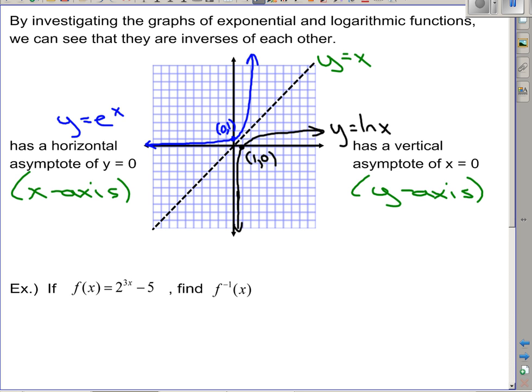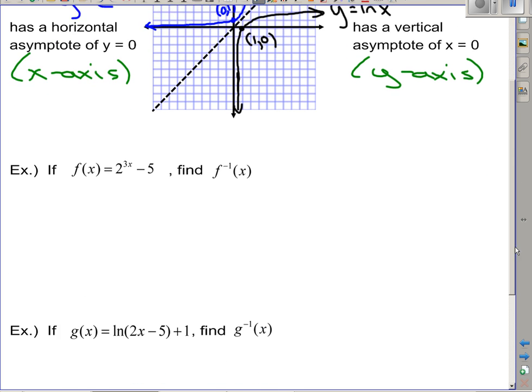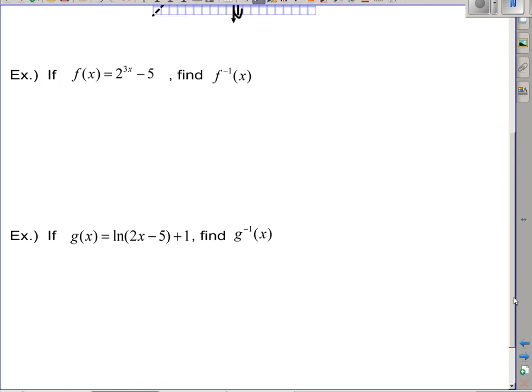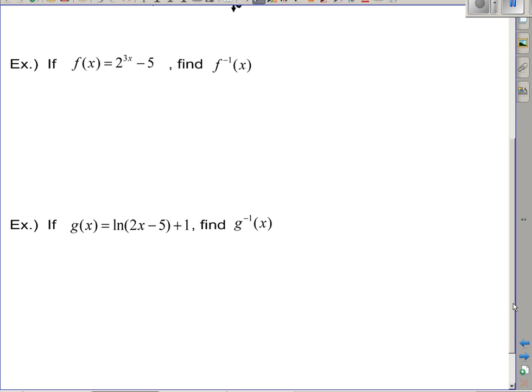And you can see, just tilt your head to the side, they're mirror images of each other through the line y equals x. We can use that property in finding inverses for exponential functions. And I just thought it might be worthwhile to take the last couple of questions to look at inverses with exponentials. So if I have f of x equals 2 to the 3x minus 5, that really means y equals 2 to the 3x minus 5.